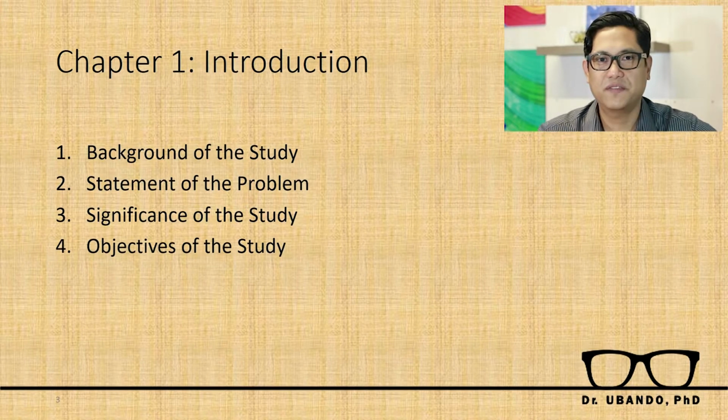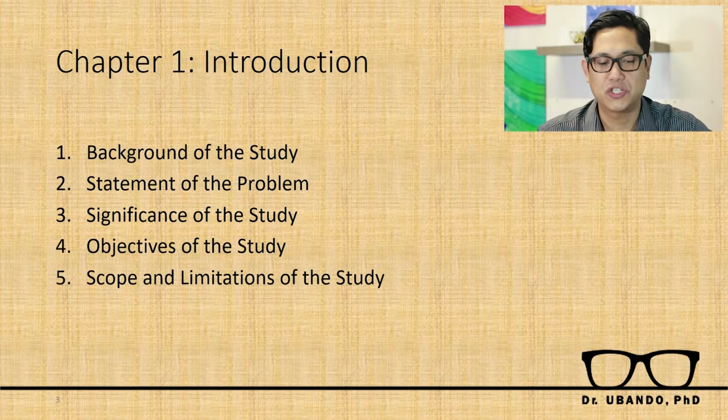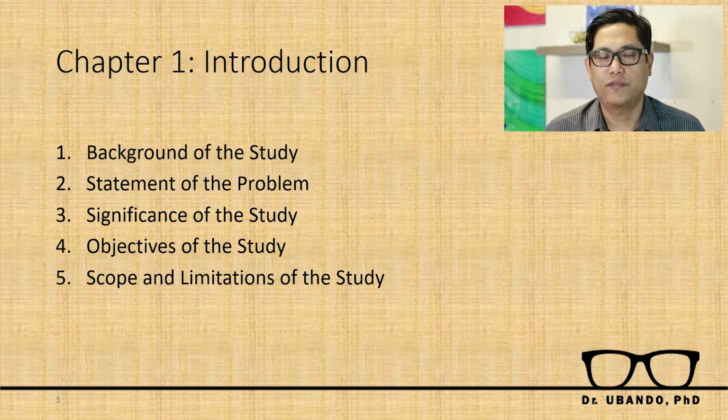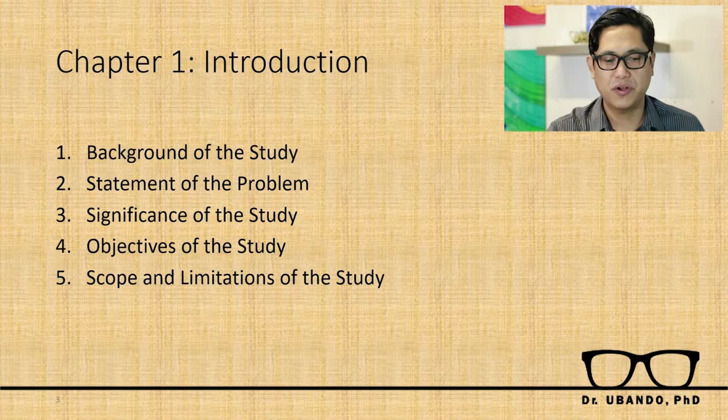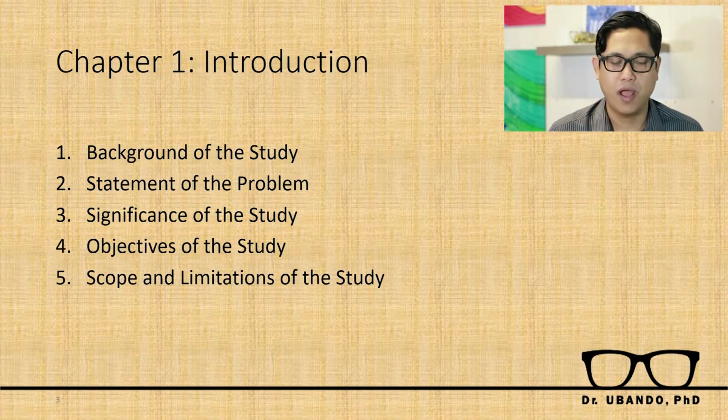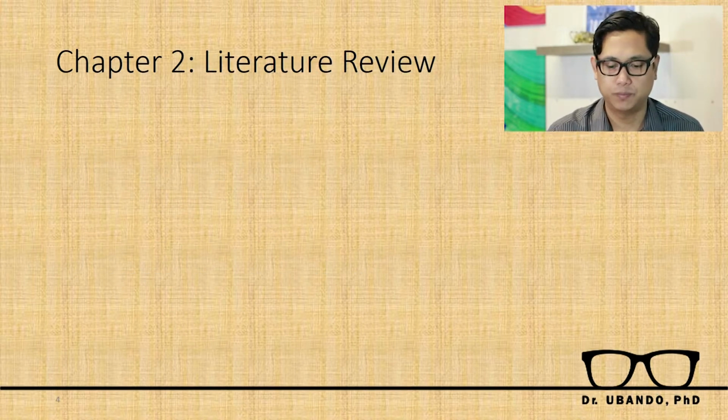Next, the objectives of the study can be broken down into 2 parts, your general objectives and your specific objectives. Lastly, you have your scope and limitations of the study. Under the scope and limitation, you would now identify the limitation of the study and identify what would not be included in your research. Once you already have your chapter 1, we now go to chapter 2.